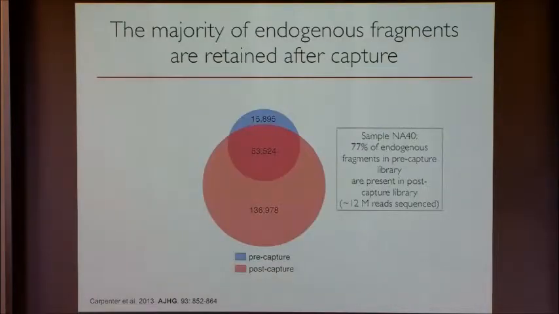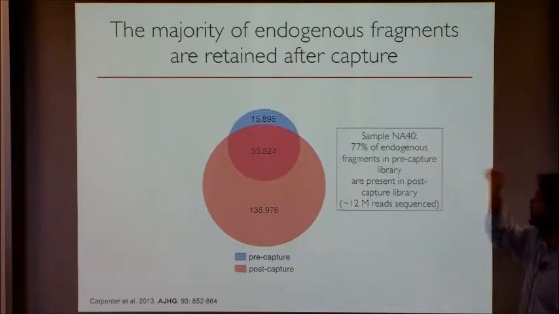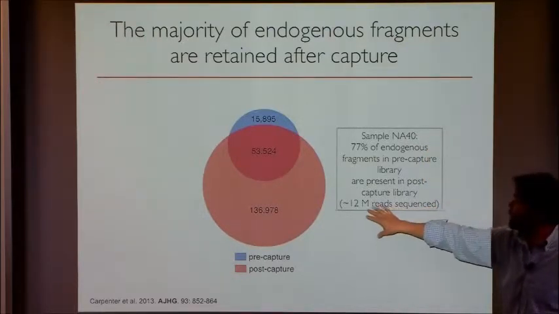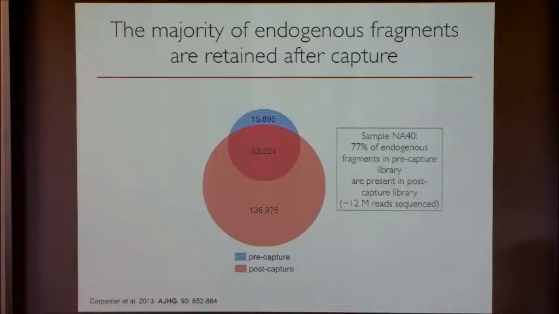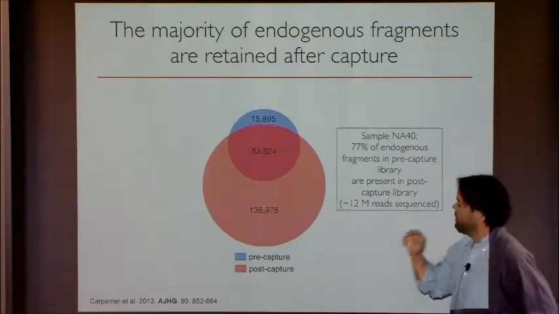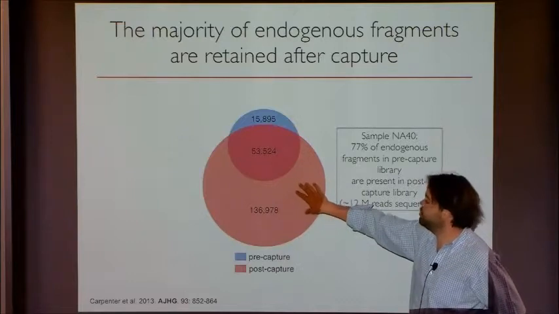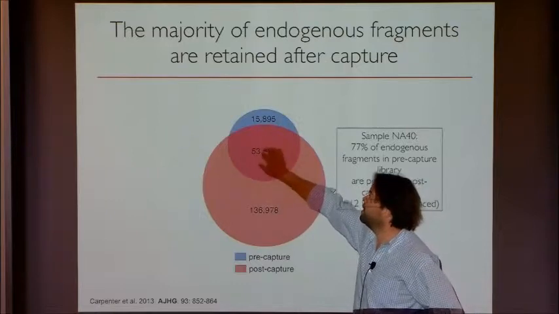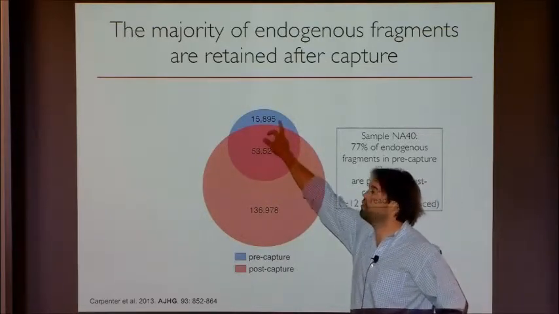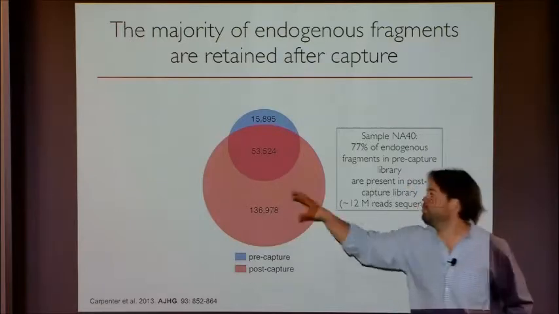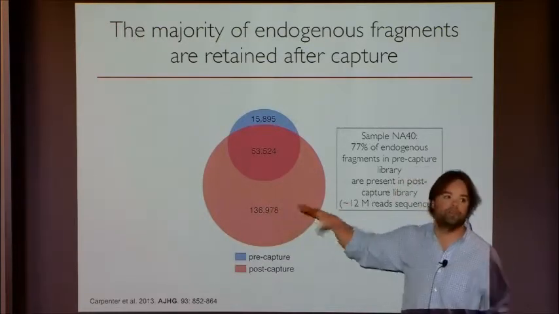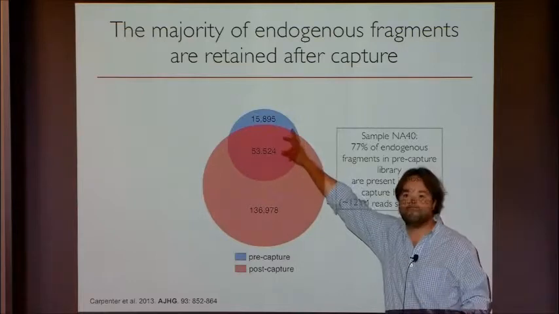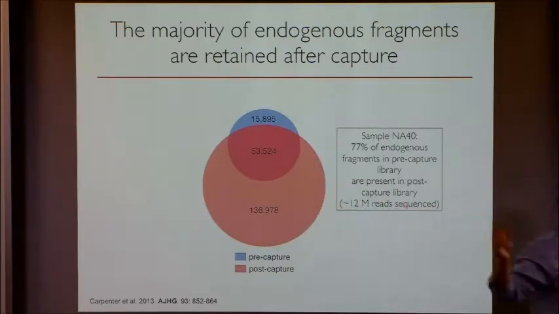The other thing, and this is just for one of the libraries, one of the Native American libraries that we ran twice. This is for about 12 million reads that were sequenced. This is the post-capture, right, with about 200,000 reads. Post-capture, 50,000 of them are common to the pre-capture, and there were about 16,000 reads in the pre-capture that we didn't see in the post-capture. And you might imagine that if we sequenced more of the post-capture, we might get back some of these reads. Does that make sense? Okay.